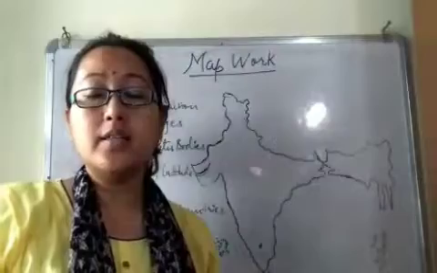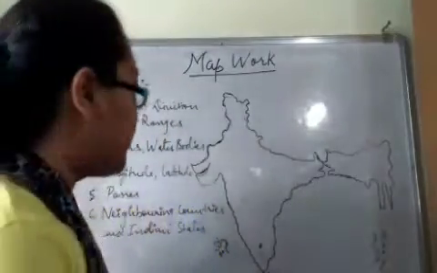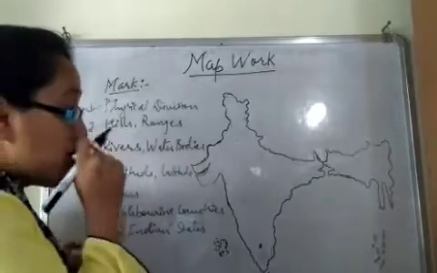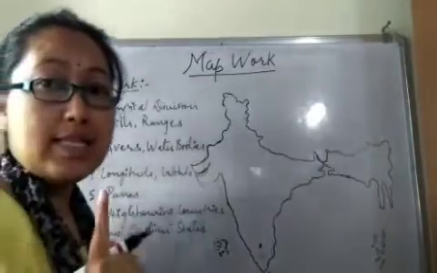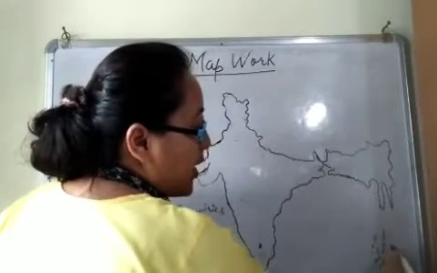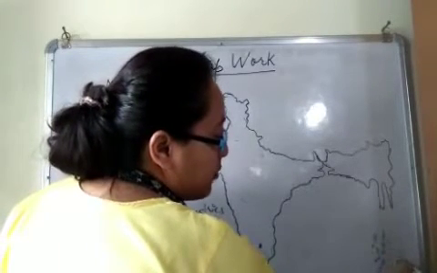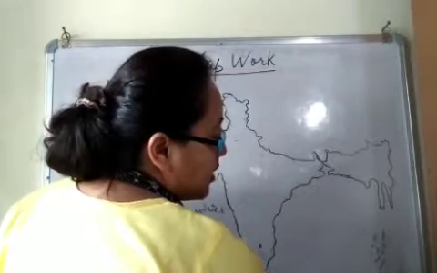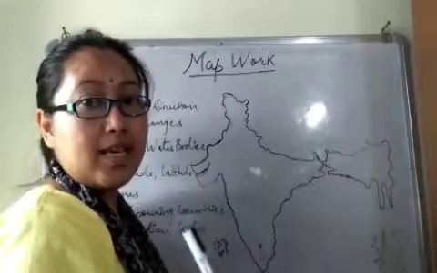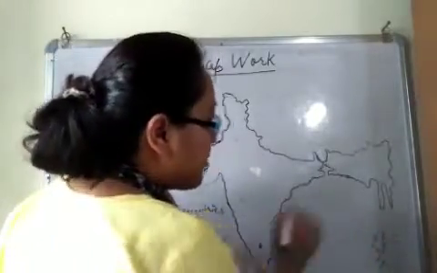Okay, now let's mark the rivers and water bodies. So important water bodies are your Andaman Sea. So here we are going to mark. This is Andaman Nicobar Island. So towards the eastern direction of Andaman Nicobar Island, we have Andaman Sea. So this is Andaman Sea, right?